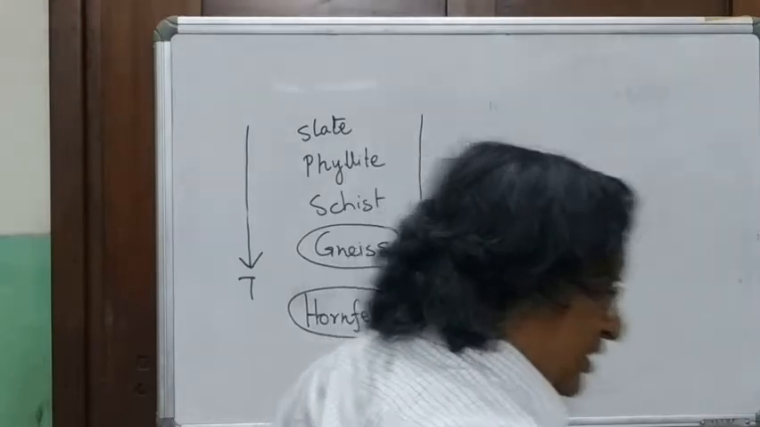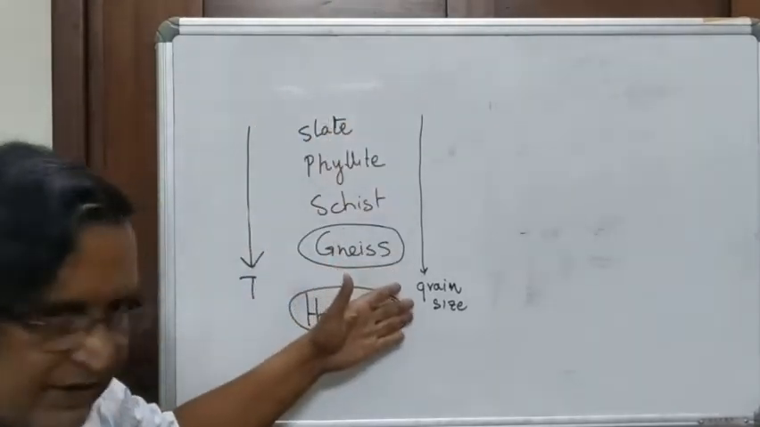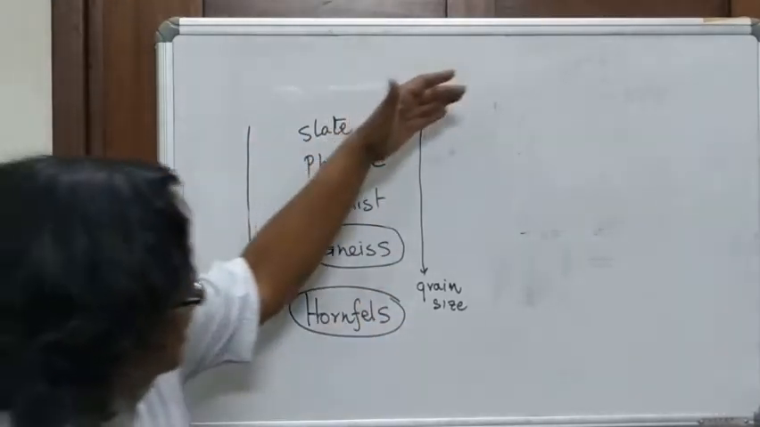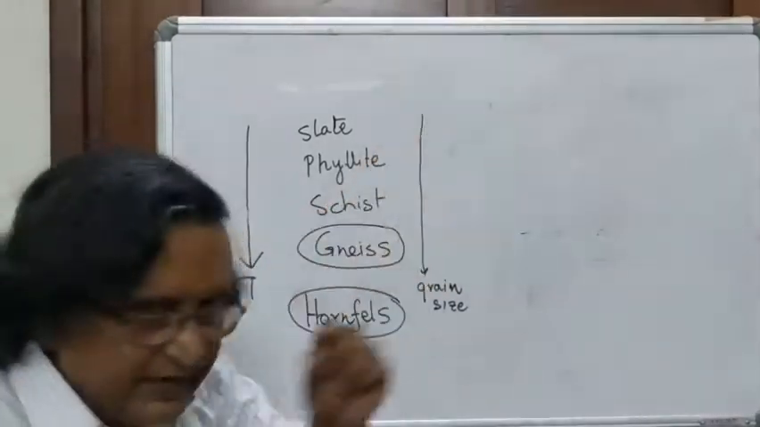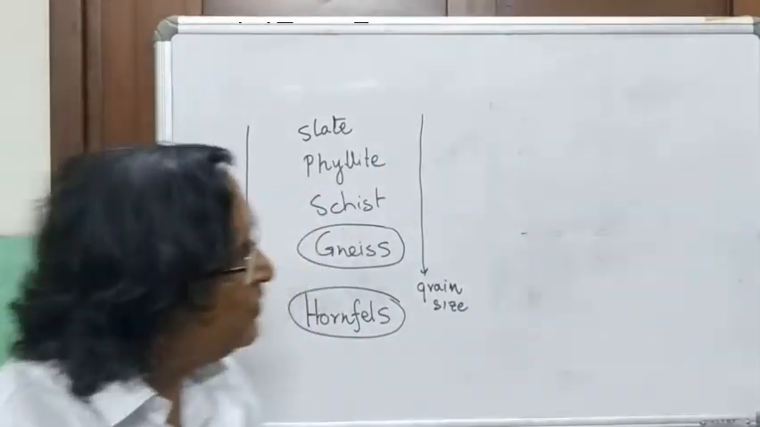So just repeating, you have four mesoscale types: slate, phyllite, schist, gneiss. Grain size increases this way. Temperature increases this way. The micaceous nature of the rock, the thickness of the micaceous layer, they decrease this way.